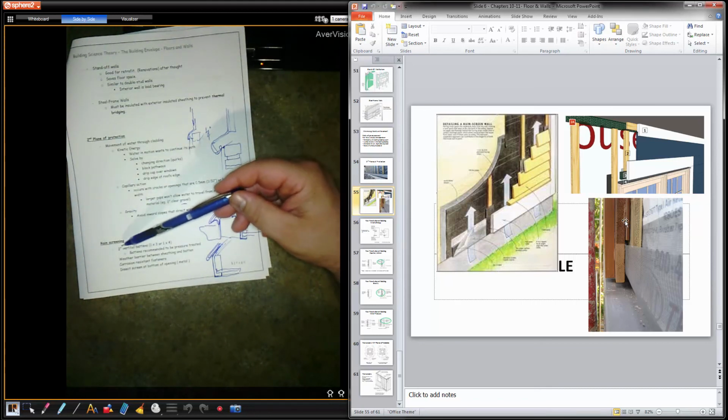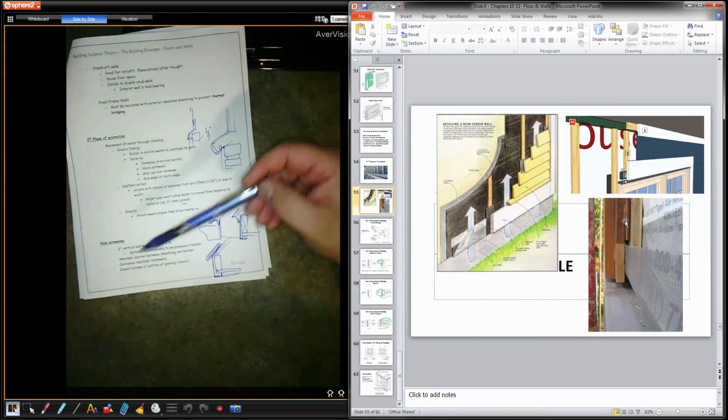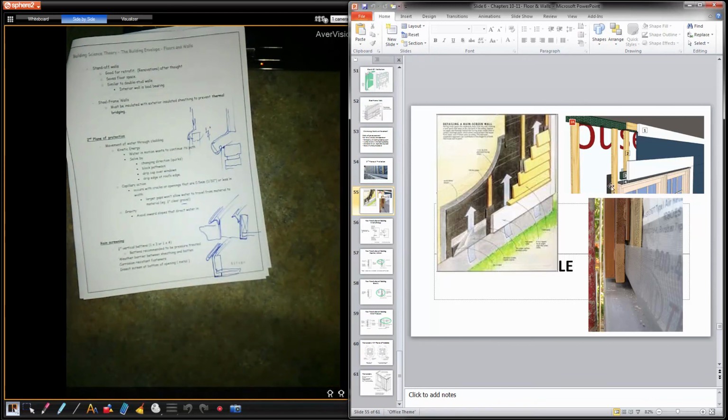So rain screening: 3/4 inch vertical battens, 1x3 or 1x4. Battens are recommended to be pressure treated again. You don't see that, but it's written in there. Weather barriers go between sheathing and battens, so the weather barrier should be behind the battens. Some people, when they're building their walls at the framing stage, before they stand the wall, will put the house wrap on, and some people even put the strapping on. Some of it, not all of it, to minimize the work later.